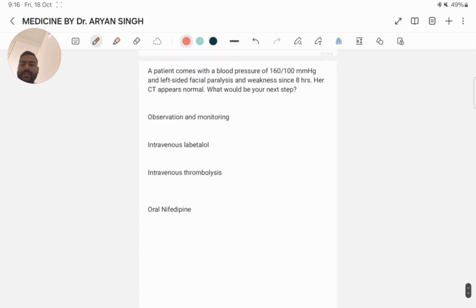Next question. A patient comes with a blood pressure of 161/10 mmHg and left-sided facial paralysis and weakness since 8 hours. Her CT appears normal. What would be the next step? Options: observation and monitoring, intravenous labetalol, intravenous thrombolysis, or oral nifedipine. Here the answer is observation and monitoring, because the patient may be experiencing a transient ischemic attack or an ischemic stroke.